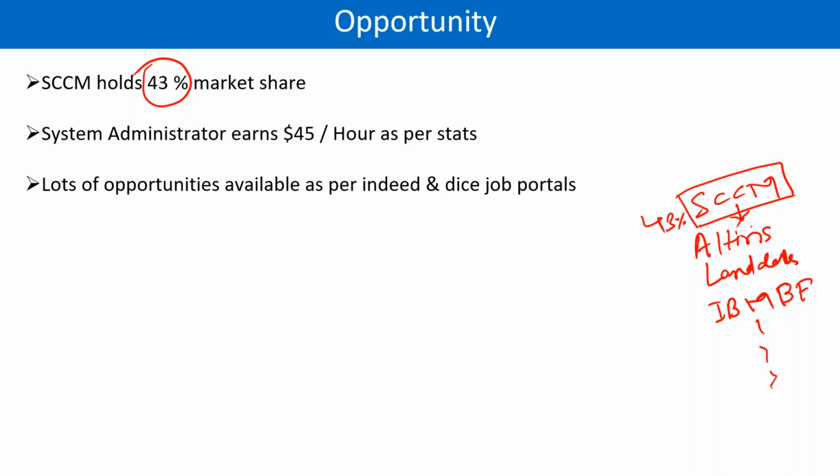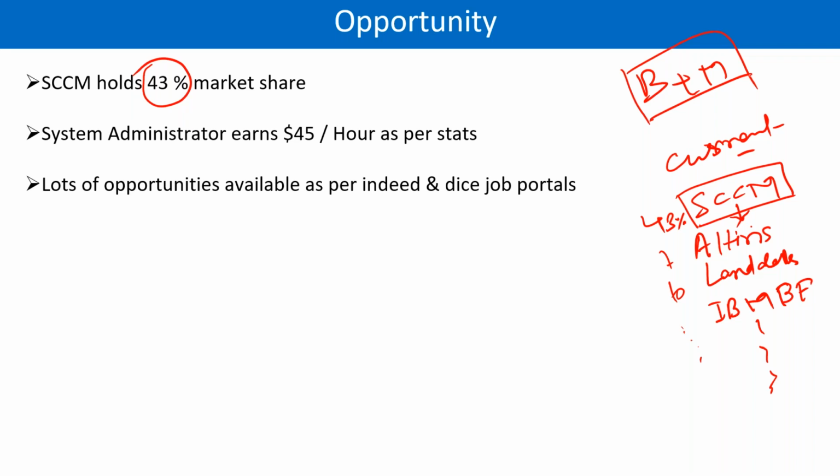Other tools, some are 7%, some are 10%, some are below 10%, all of them. But SCCM is highly deployed all over the globe. That's the current market status. So all big size plus mid-size companies have SCCM. Small size companies, you may not have SCCM, but big size and mid-size companies will definitely have it.